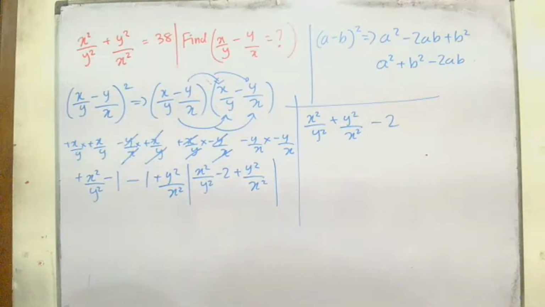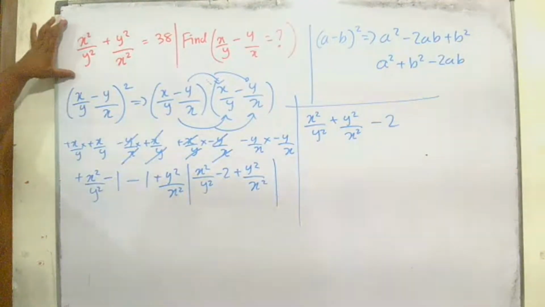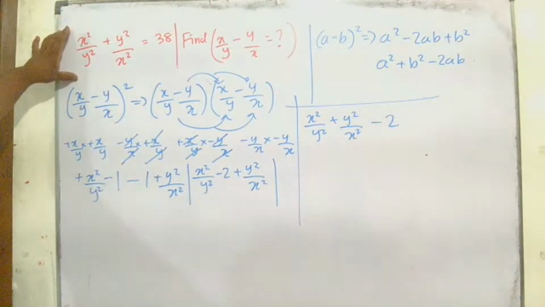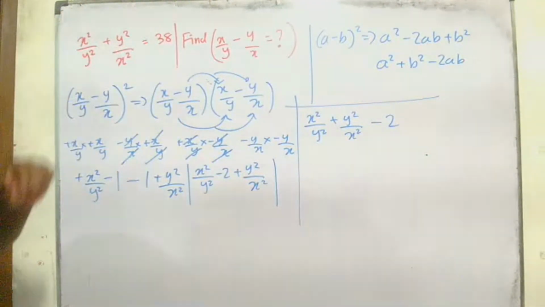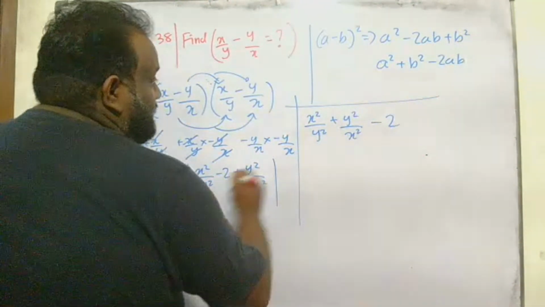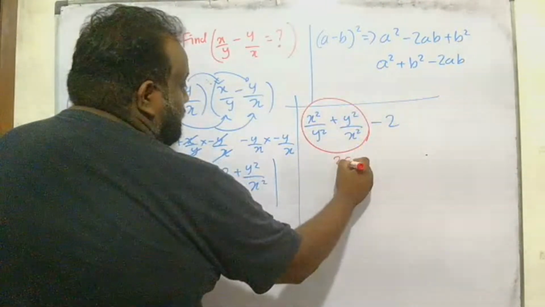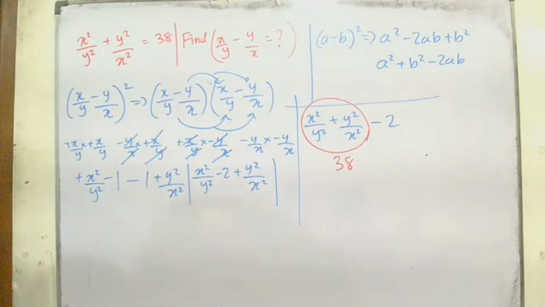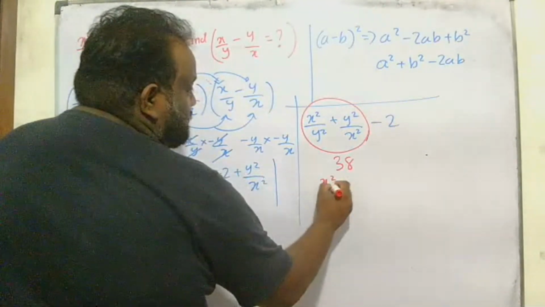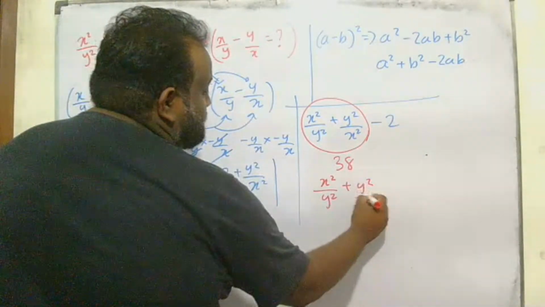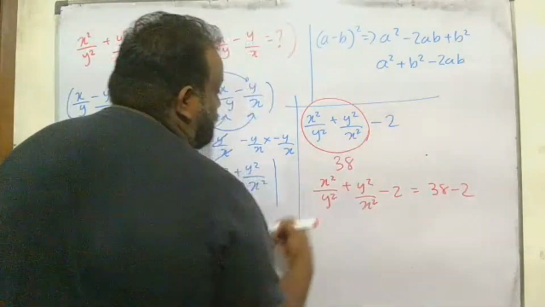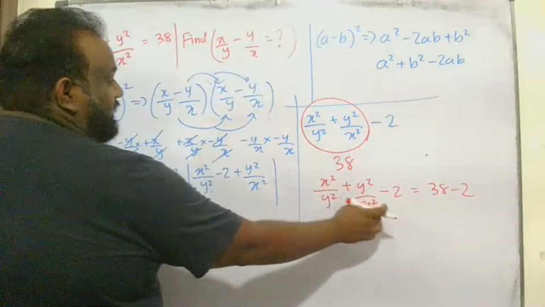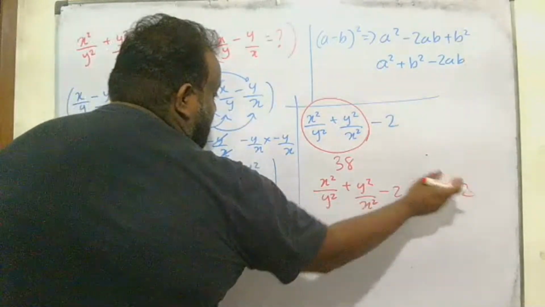Children, the most important part is, originally in the sum itself, it is given to us that x squared over y squared plus y squared over x squared is what? 38. Therefore, I can write that this particular part is equal to 38 because it's originally given in the sum. Therefore, I can rewrite this as x squared over y squared plus y squared over x squared minus 2 is indeed 38 minus 2. This particular part we can substitute as 38, this minus 2 written as it is.